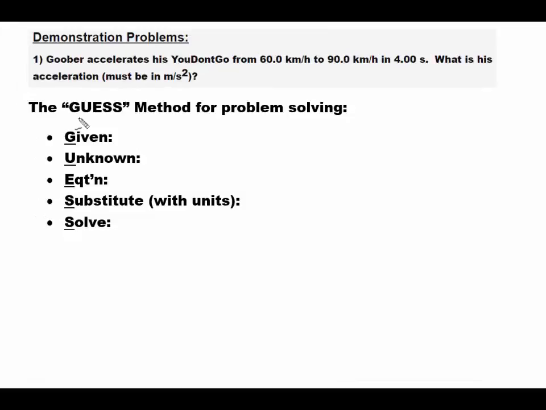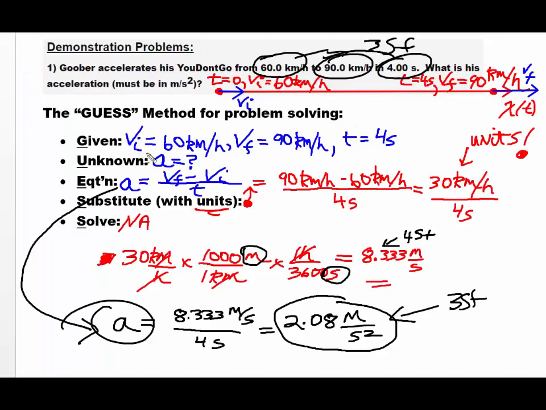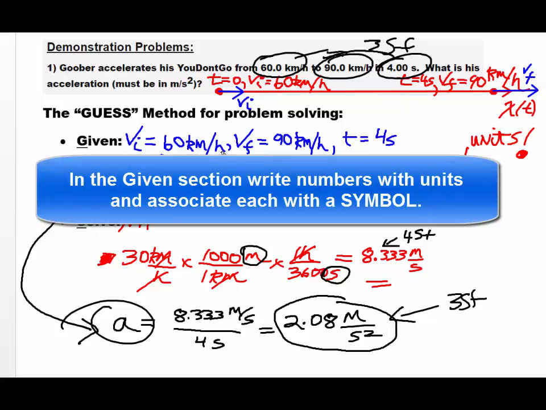One such approach is the GUESS method, where the G stands for what are the givens, the U is what are the unknowns, the E is what is the equation, the S is substitute in with units, and the other S is solve. Given, the initial velocity is 60 kilometers per hour, the final velocity is 90 kilometers per hour, time is 4 seconds. In the given section, we write numbers with units and we associate a symbol for each quantity. Unknown, what is the acceleration?